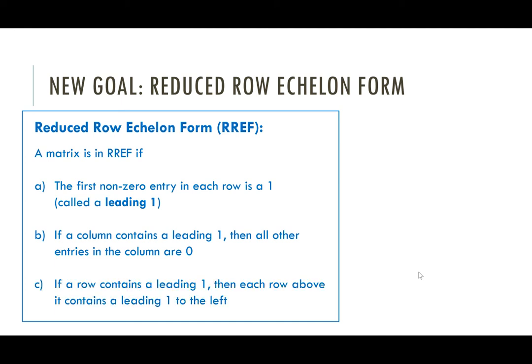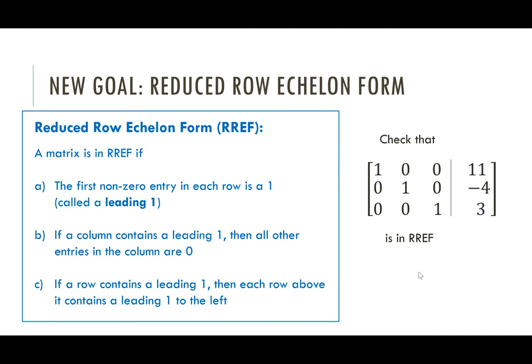And then lastly, if a row contains a leading one, then each row above it contains a leading one to the left. So let's start by just confirming that the matrix that we ended up with, our original goal that gives us our exact solution, is in reduced row echelon form.